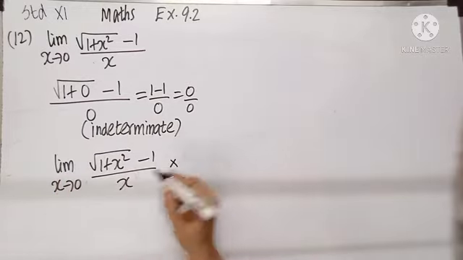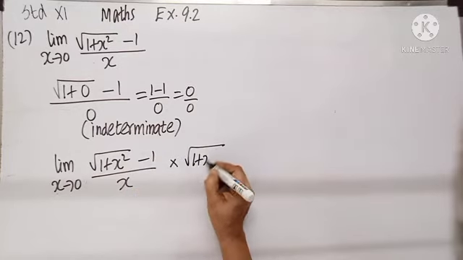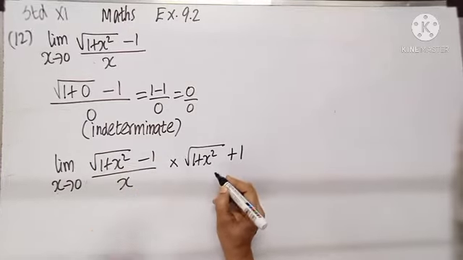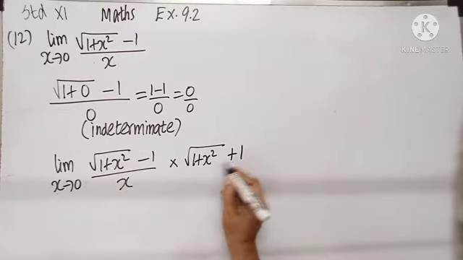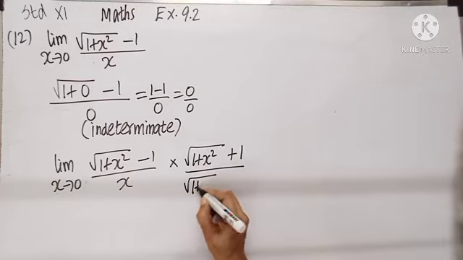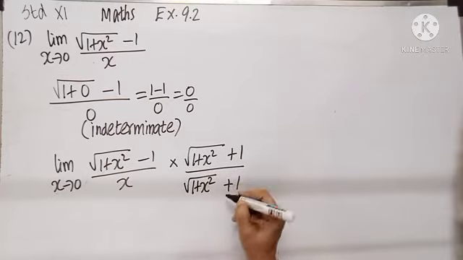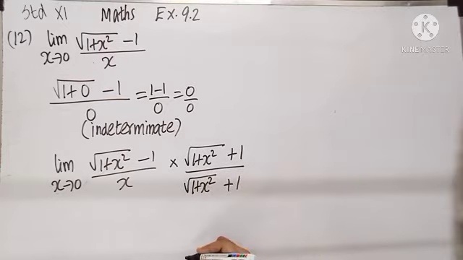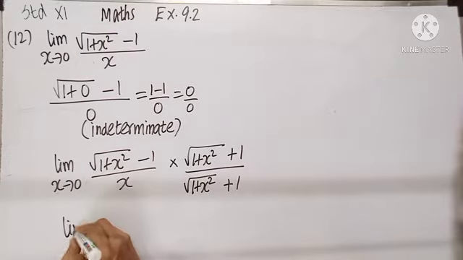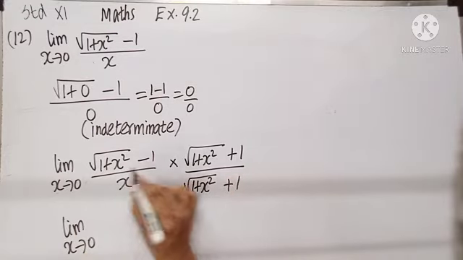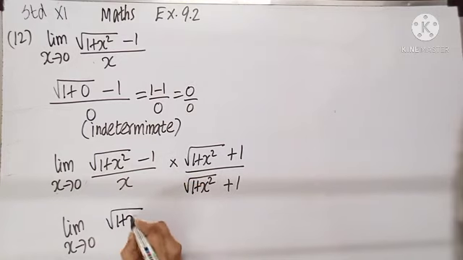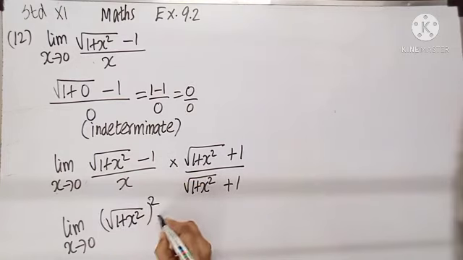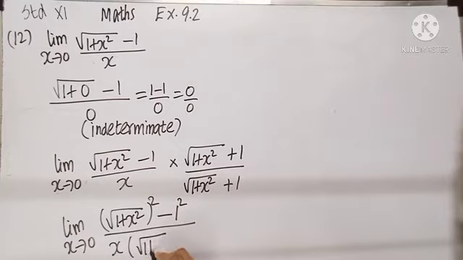Let me use conjugate multiplication: root of 1 plus x square plus 1. Here minus is coming, so I put plus 1 as the conjugate. As I multiply, I need to divide also. Now, the numerator, limit x tends to 0. It is (a plus b)(a minus b), that is root of 1 plus x square, the whole square, minus 1 square, by x into root of 1 plus x square plus 1.